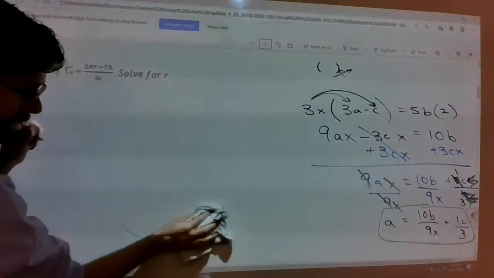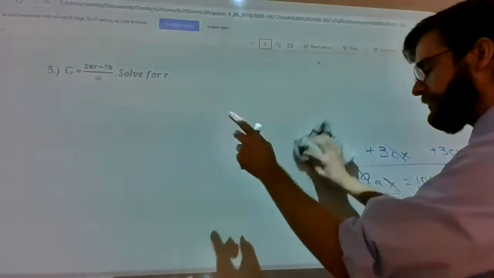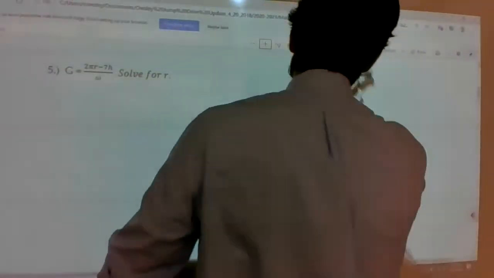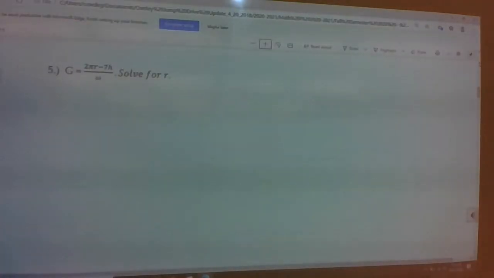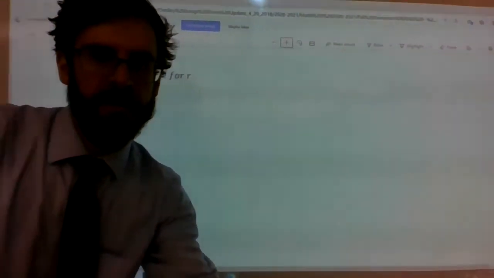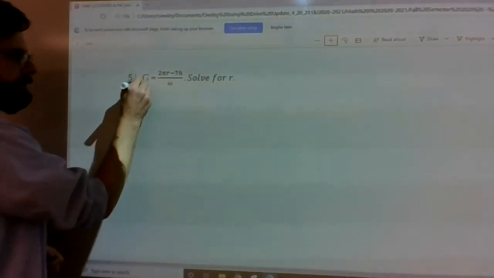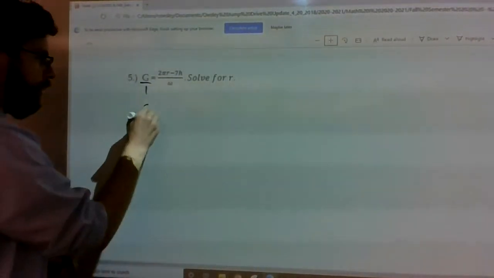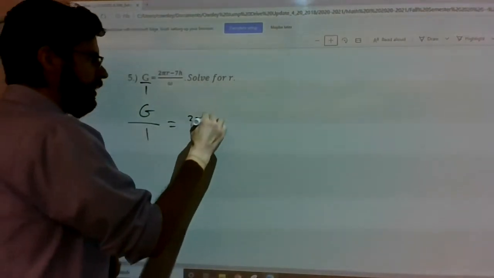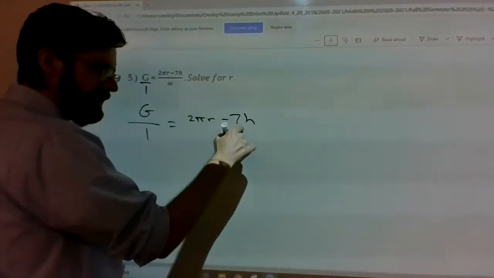Again, I'd pause the video and see if you can do this on your own. All right, let's see what you got. You've got a fraction on the right, so make it a fraction on the left. So it's g over 1 equals 2 pi r minus 7h. Can't combine these, so don't try to.